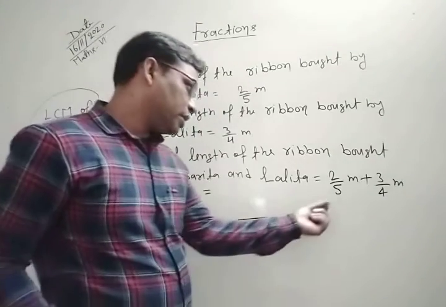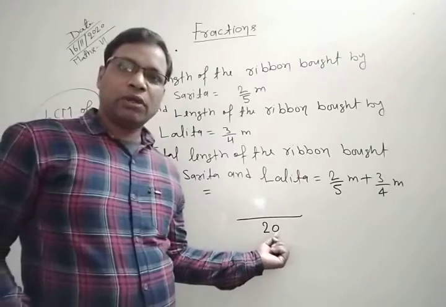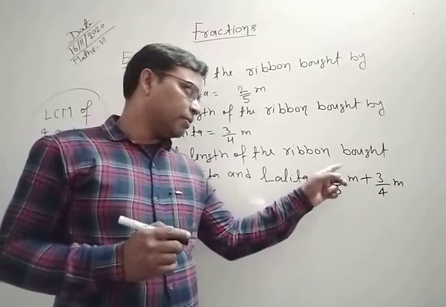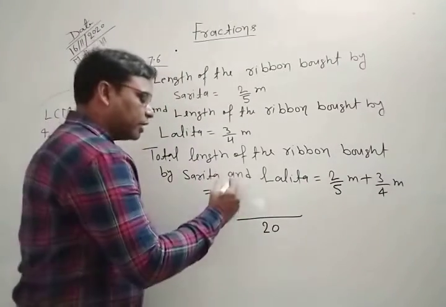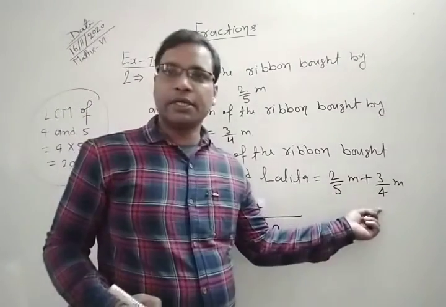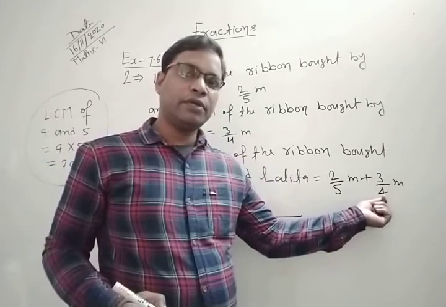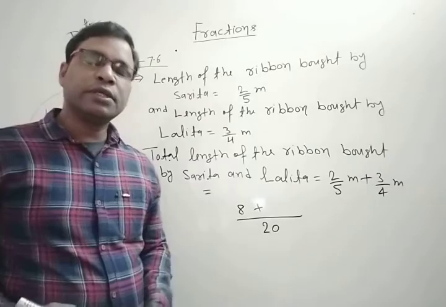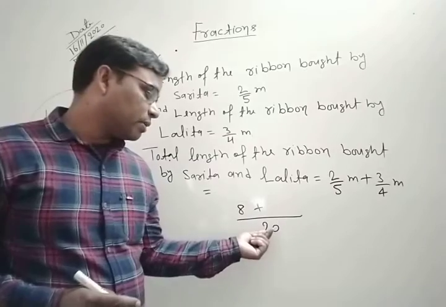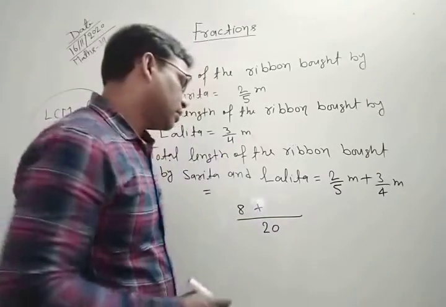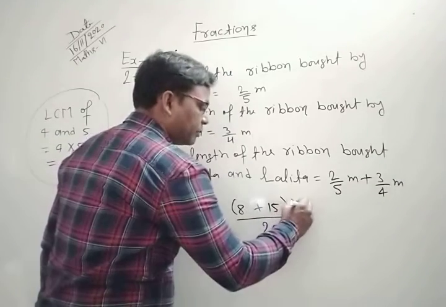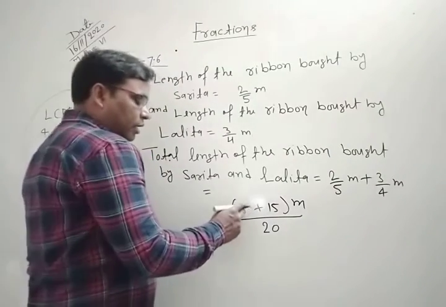Now when we divide 20 by 5, we obtain 4. Then this 4 is multiplied by the numerator, so 4 times 2 is 8. Now for the next denominator, 4, when we divide 20 by 4, we obtain 5, and 5 times 3 is 15. In brackets, this is meters. Clear? Now here you add them.